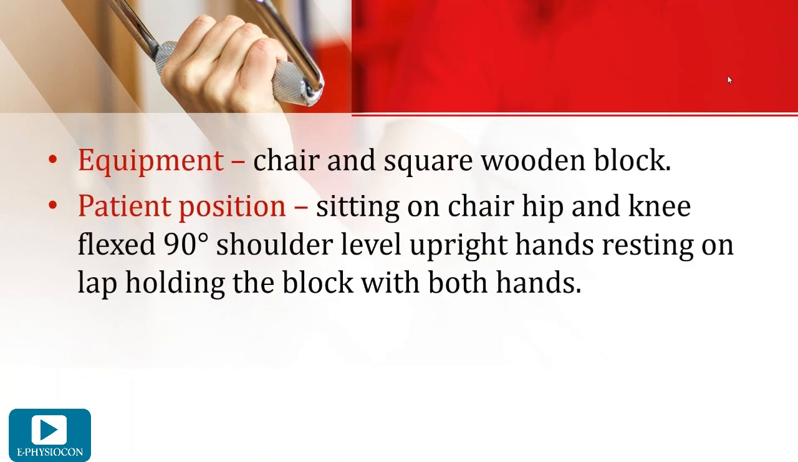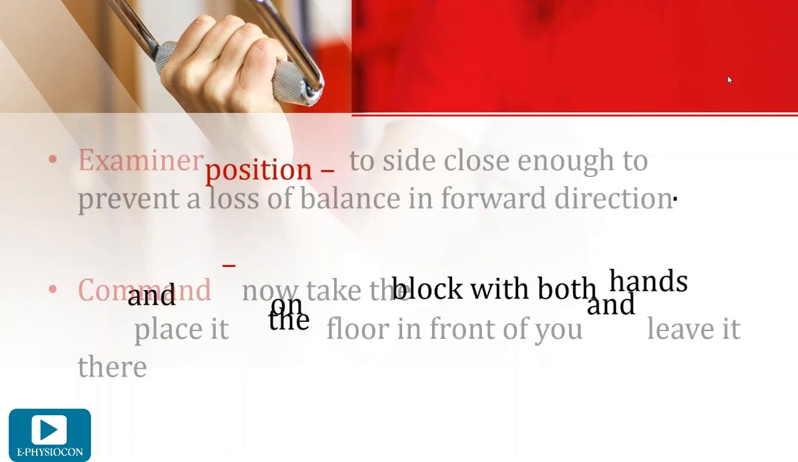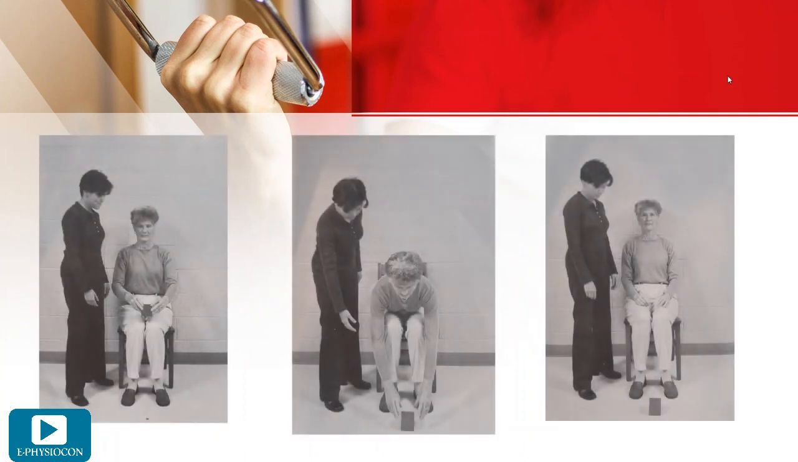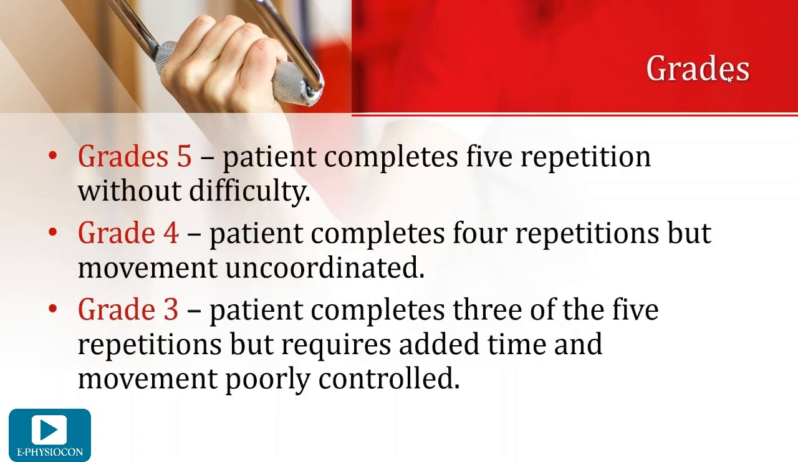Equipment: a chair and a wooden block. Patient position, as we see in the pictures: 90-degree flexion of hip and knee, comfortably seated on the chair with the hands on the lap. Examiner position: standing near the patient to prevent a loss of balance in the forward direction. Command: now take the block with both hands and place it on the floor in front of you and leave it there. As seen in the picture, pick up the block from the lap and put it on the floor and leave it there.